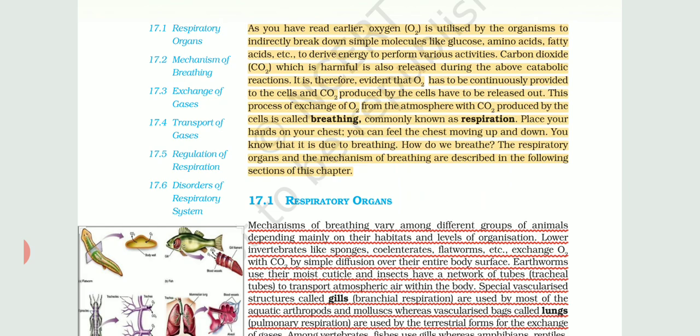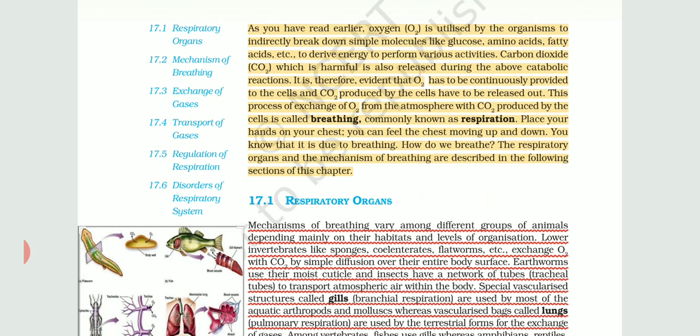And every body cell needs oxygen continuously. Even for a fraction of a second, the body can't resist without oxygen, and the carbon dioxide has to be released out. So this process of exchange of gases is called breathing, and respiration means when that oxygen binds with the food and breaks it down into energy.